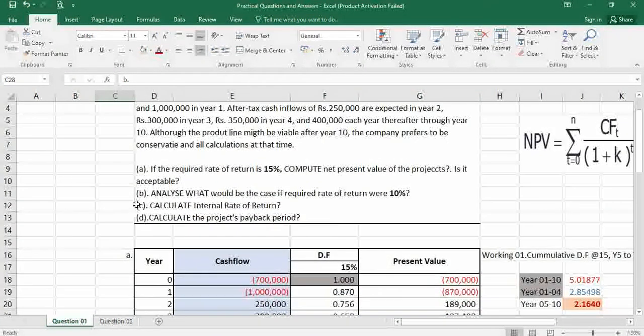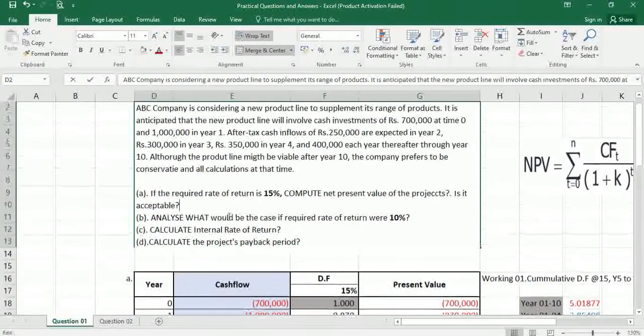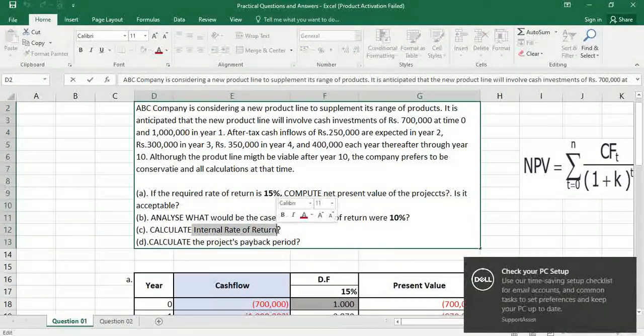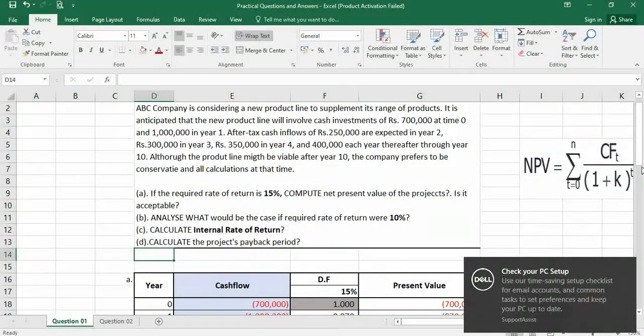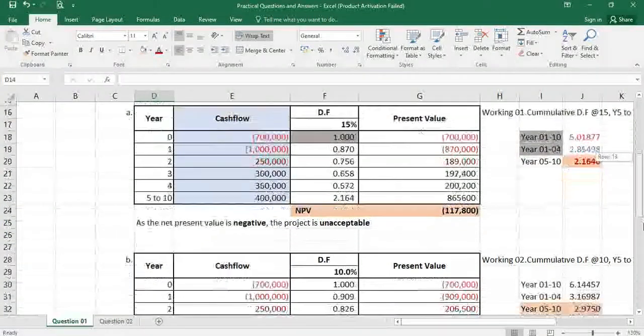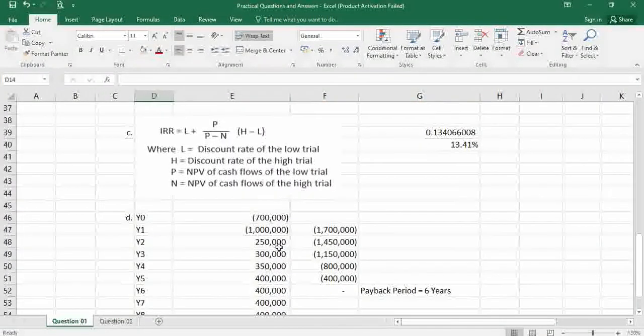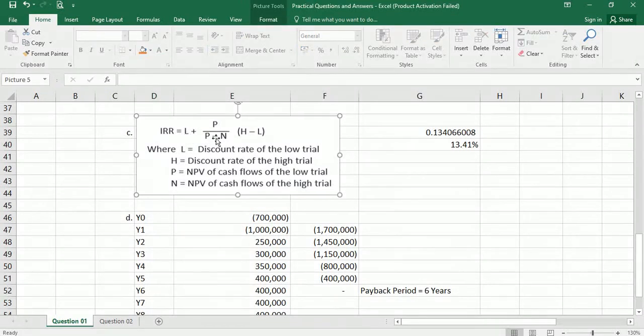C part of the question, you have to calculate IRR, internal rate of return. Okay, but as I explained to you earlier, if you want to find IRR, this is the formula you have to use, right? IRR is equal to L plus P upon P minus N into H minus L, right?